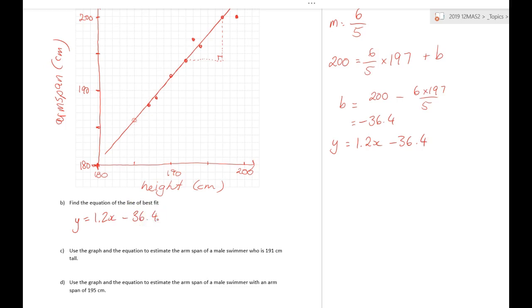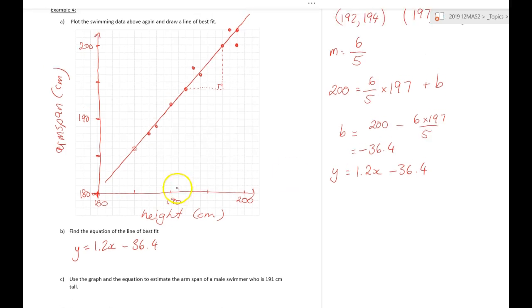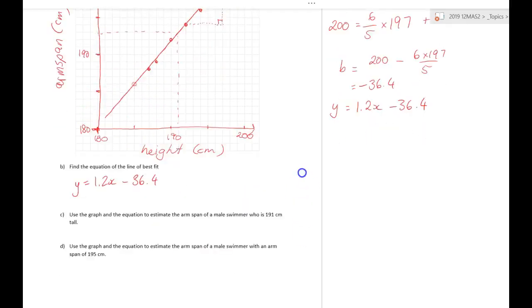Okay. Now, use the graph and the equation to estimate the arm span of a male swimmer, 191 tall. Height, 191, so we're going to go up here. Do we hit the line? And then across. And my graph tells me that should be about 193 centimetres.